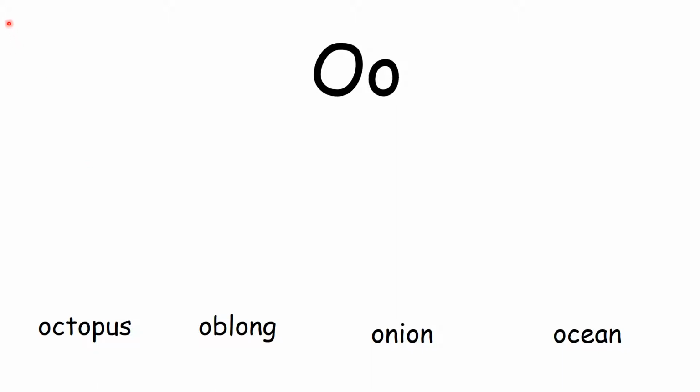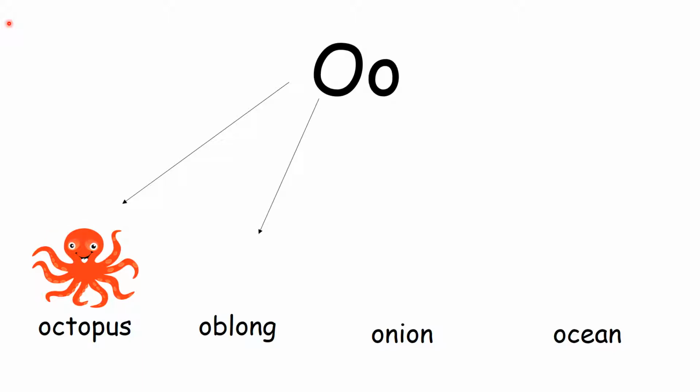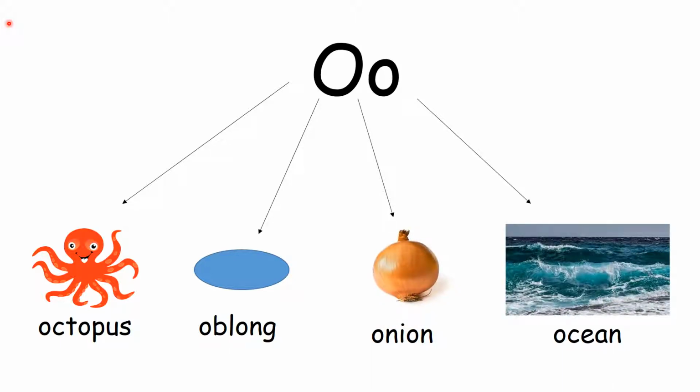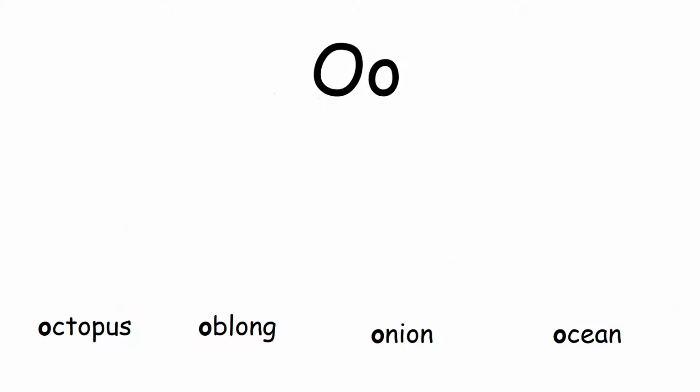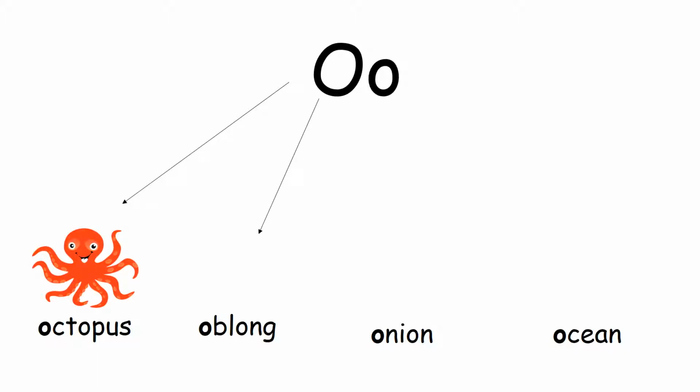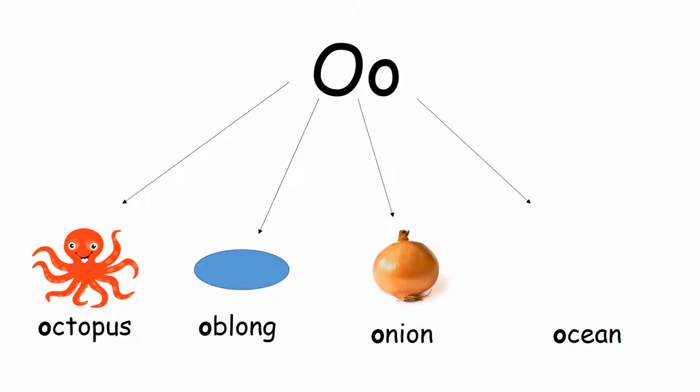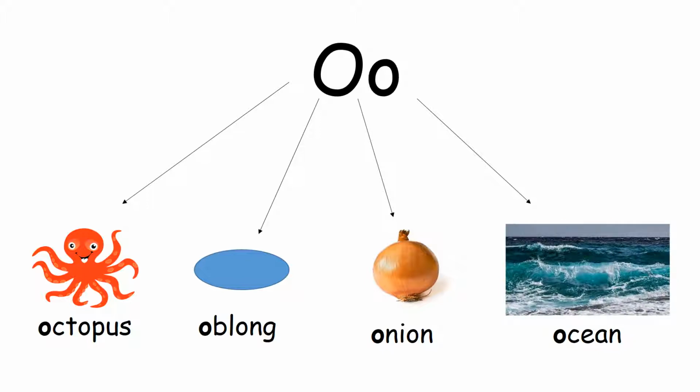Okay, so let's read these words. Sound it first with the sound A. Ready? Read with me. A. Octopus. A. Oblong. A. Onion. A. Ocean. Okay, now it's your turn. Sound it first. Ready? Begin. Good job. Very good.